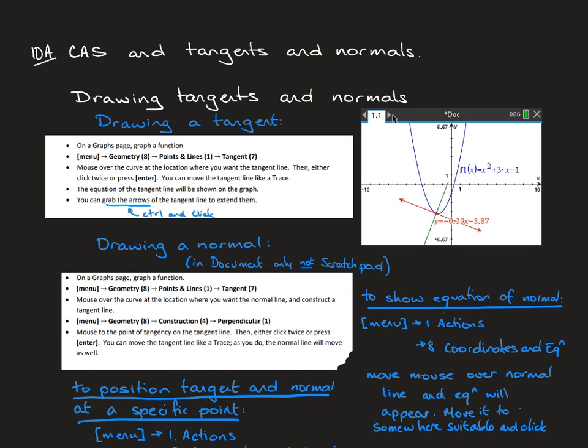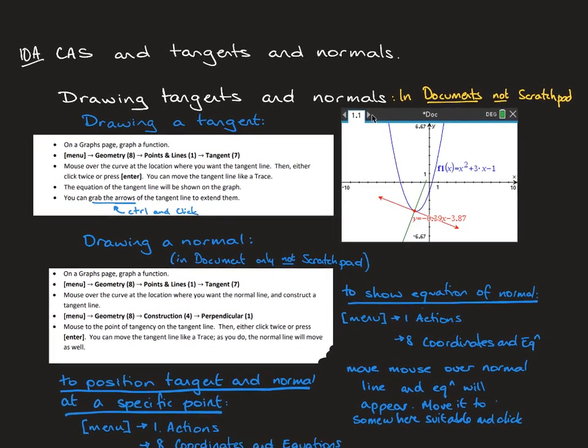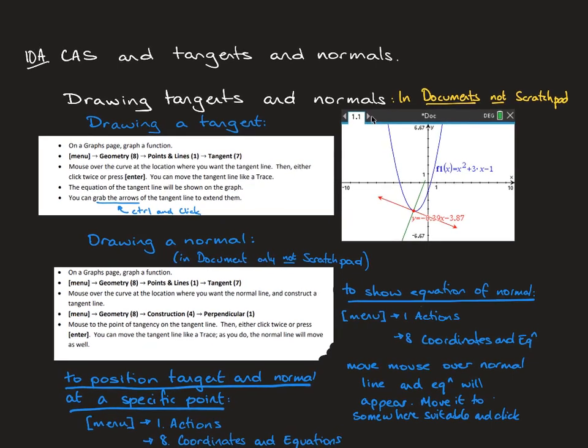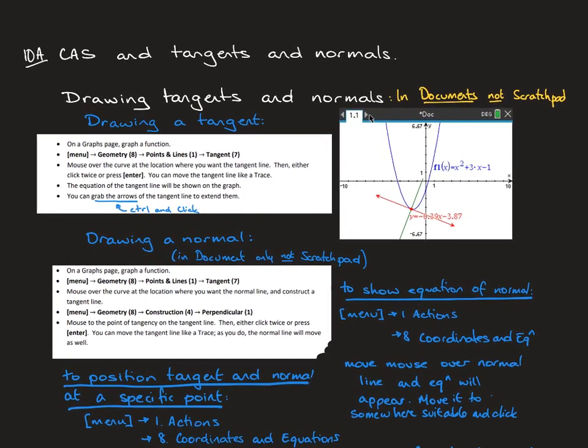Now, if you're going to do both a tangent and normal, you'll need to do it in a document, not in the scratch pad, because the scratch pad won't do normals. It only does normal in a document. The first thing you need to do is get your function on the page, and then draw the tangent first. You have to have the tangent to be able to do the normal. You use the menu button, geometry, points and lines, and the tangent option. That'll bring up the tangent functionality.